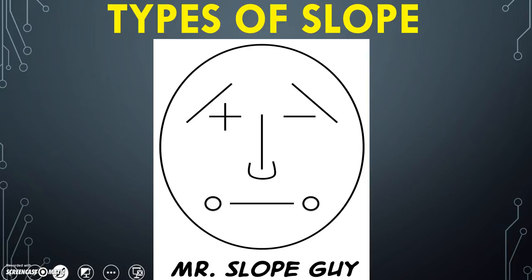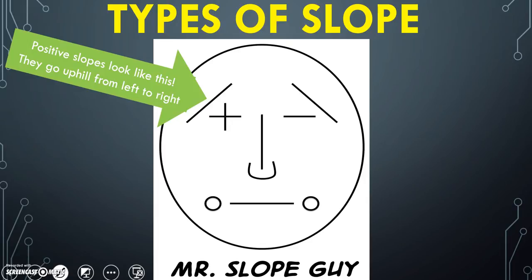All right, so here's Mr. Slope. He helps us see the different directions or types of slope that we have. All right, so a positive slope is going to be his left eyebrow. A positive slope looks like that. Positive slopes go uphill when you're looking from left to right. So when we're looking at slope, we always read it like a book. So if you have a positive slope and you're reading it like a book from left to right, you're going uphill. And then you can see that he has a positive eye. That's a positive sign to show you that that is positive.